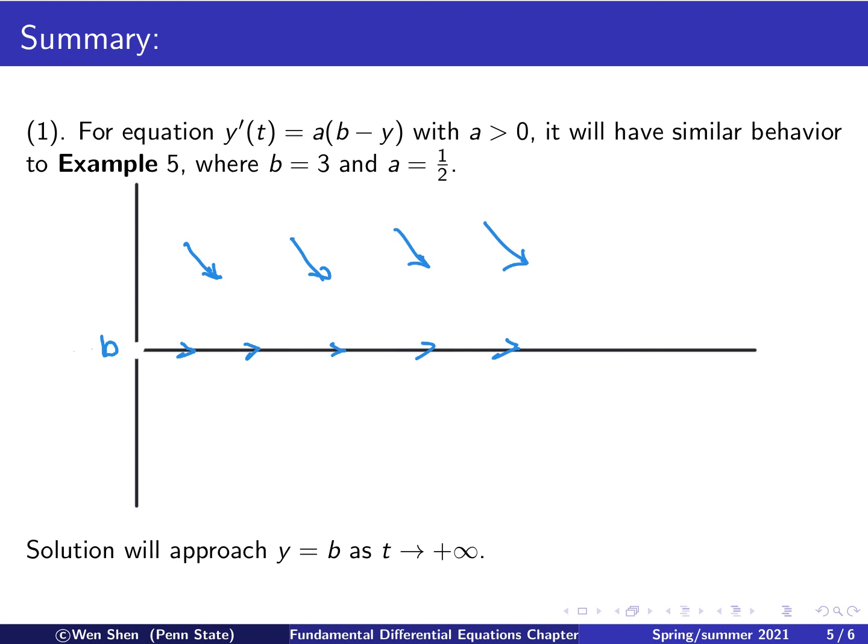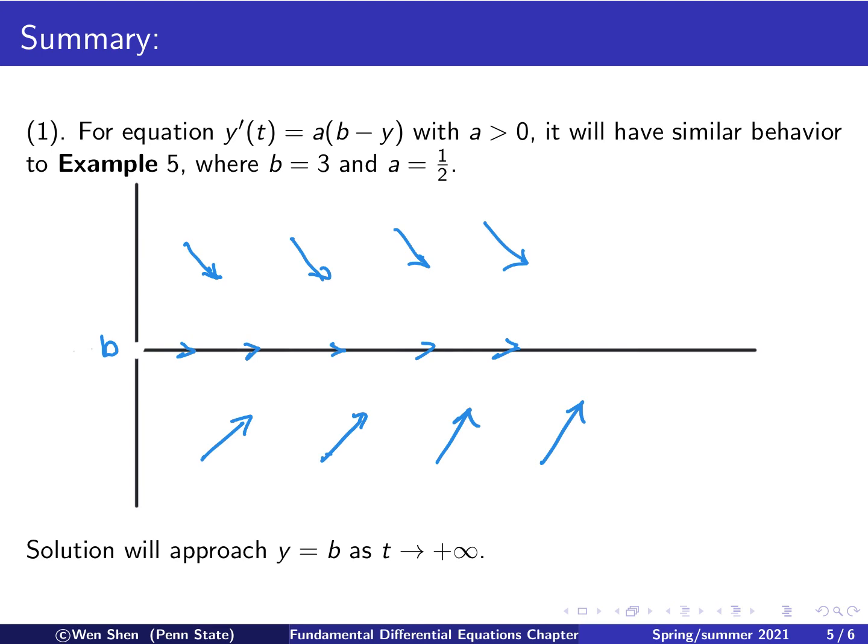Okay, so when y is less than b, y prime is positive, so it goes up. So let's draw a couple of upward slopes, which is a bit easier to make. These are parallel with the same slope.